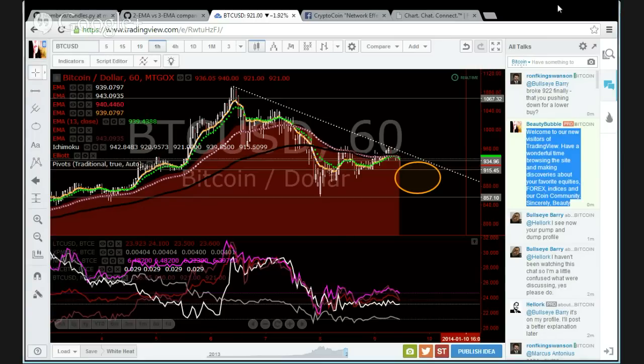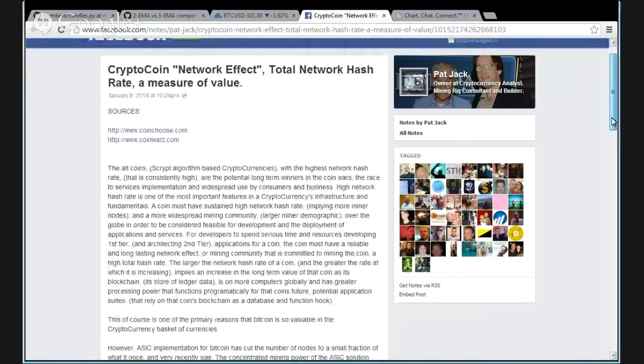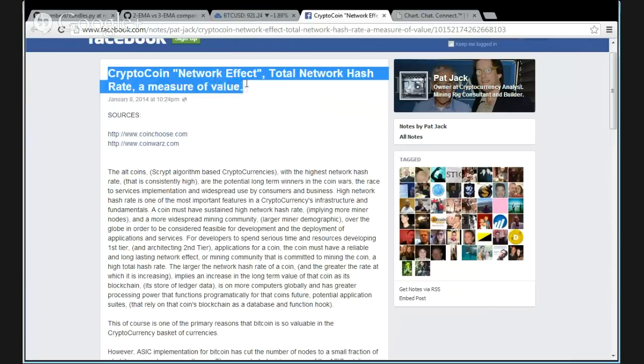Right, so I'll get a morning beverage and start to go ahead and read this article. It'll be fun. From Pat Jack, he's the CEO of Cryptocurrency Analyst, Mining Rig Consultant and Builder. The article name is CryptoCoin Network Effect, Total Network Hash Rate, a Measure of Value. So I'll be doing a live news read of this article. Let's see how it goes. Live news read coming up.